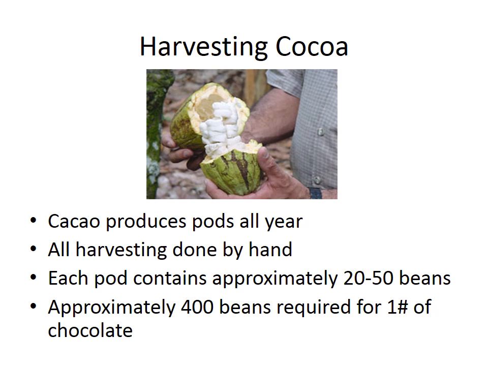Each one contains between 20 and 50 beans. And while that sounds like a lot, it takes approximately 400 beans for 1 pound of chocolate. So keep all of this in mind when we're thinking about how expensive fine chocolates are. All of this is still being done by hand today.